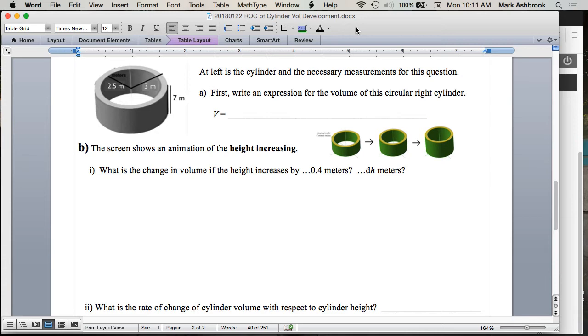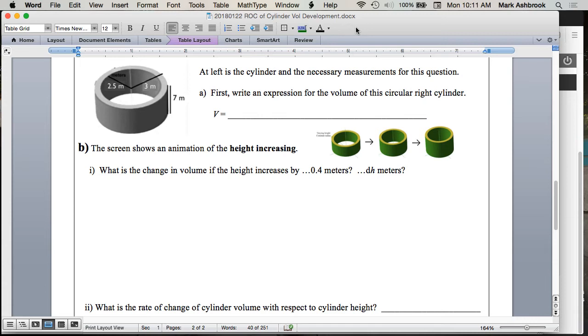Just an expression. Don't do any simplifications or calculations. Just write out the expression that you would type in GC or in your calculator that would calculate that volume. Make sure you have that right before you go on. Check with me, check with a TA. Make sure you have question A right before you go on. How do you calculate the volume of that? Hold on a sec. And then we'll move on to part B, and we'll work on the height increasing.